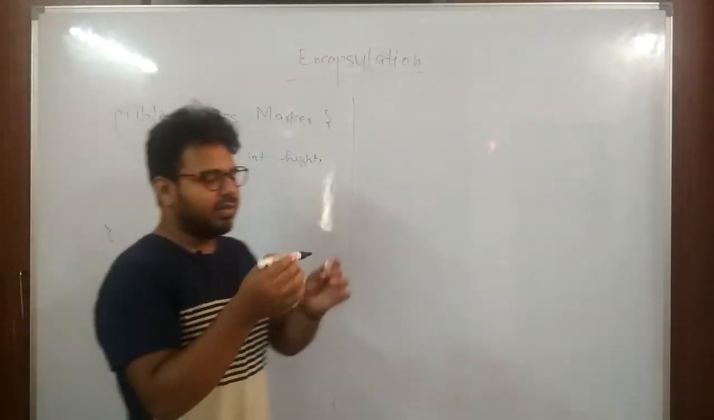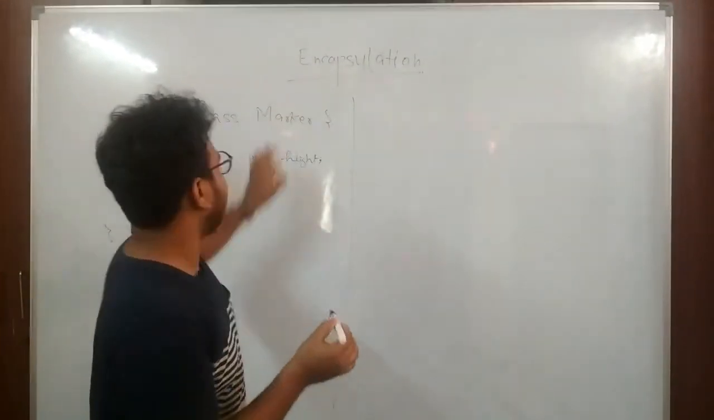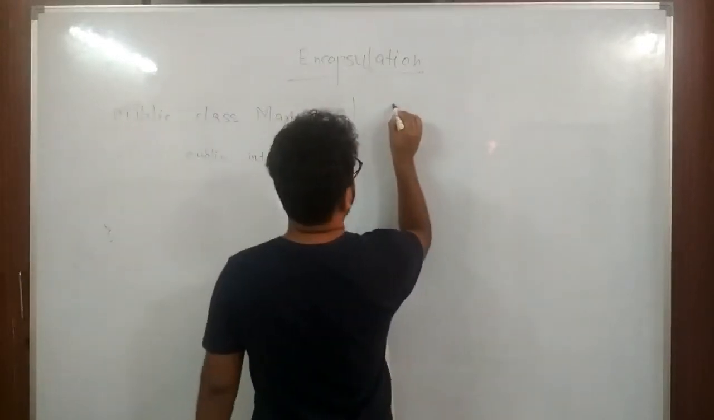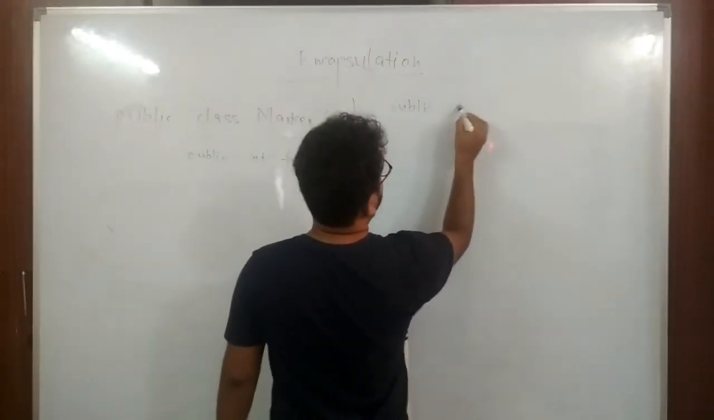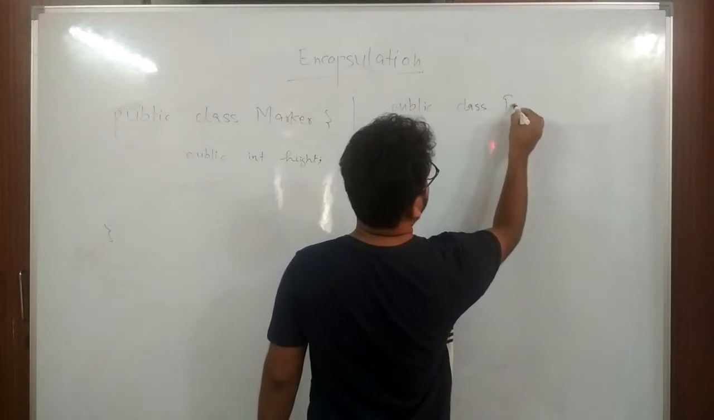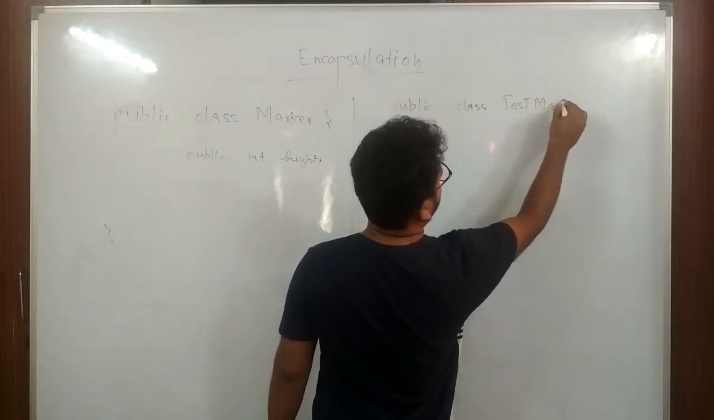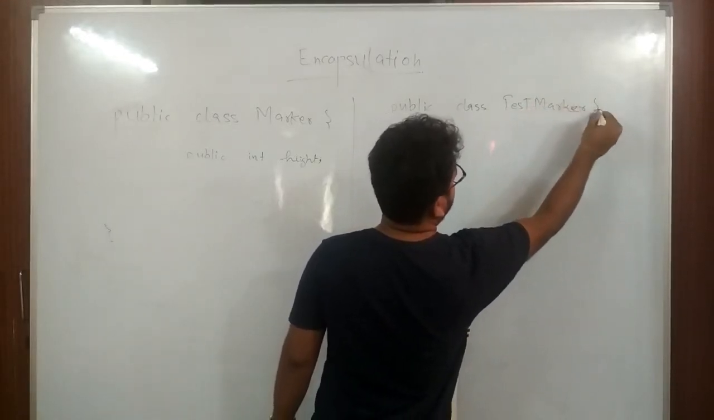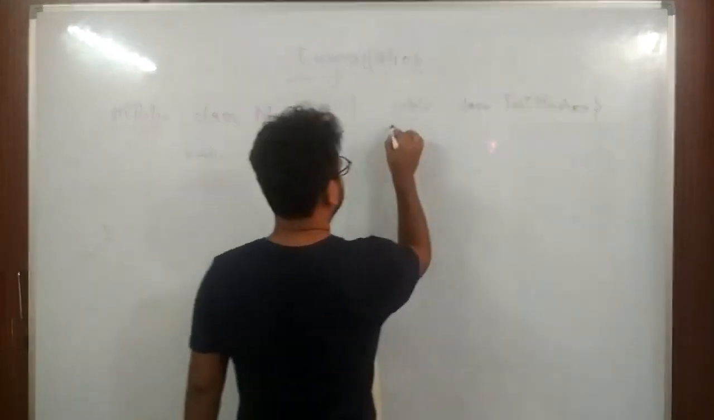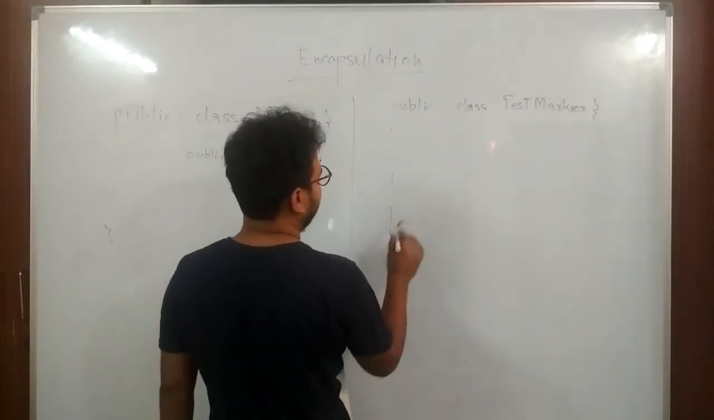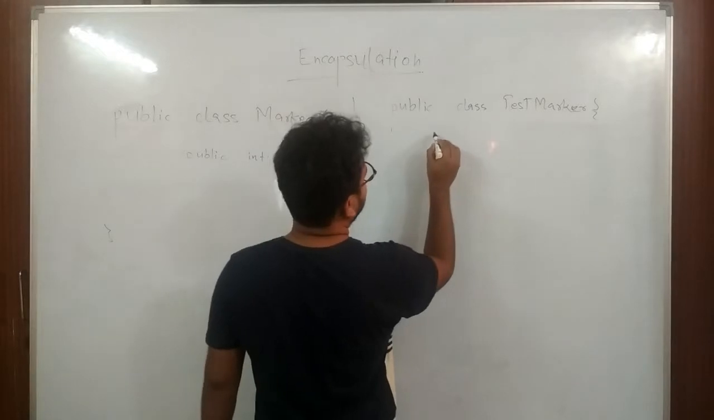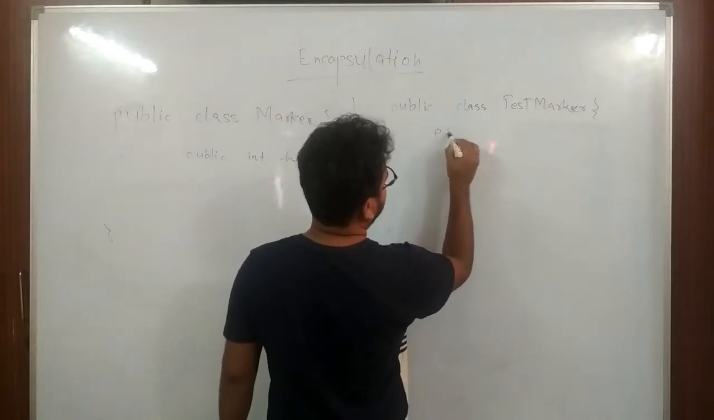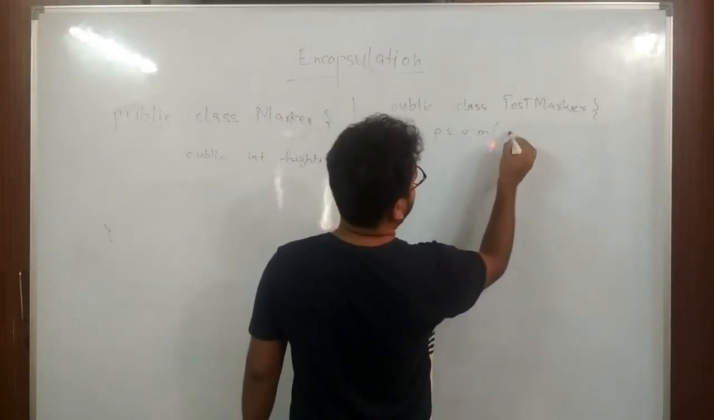Now suppose I have a test class, that is I am going to test this Marker class. So I have a public class TestMarker, that is we are going to test the Marker. In this class we are going to have public static void main(String[] args).